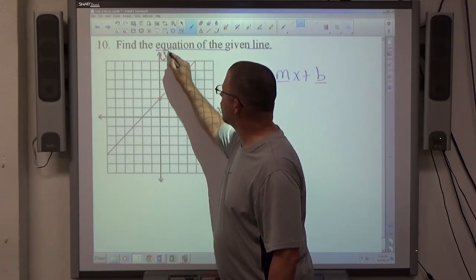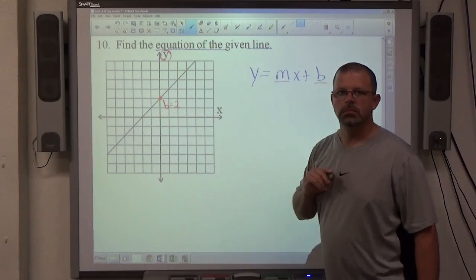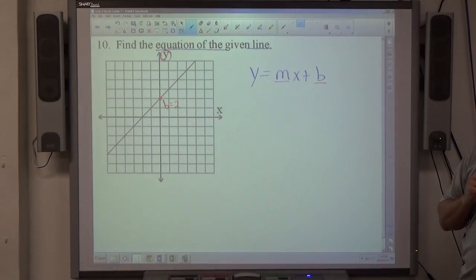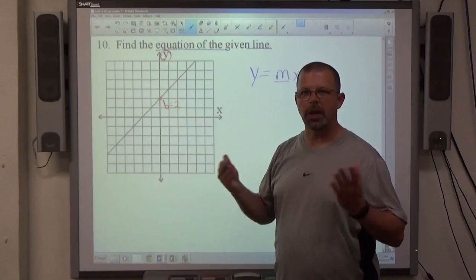B is where it crosses the y-axis. B is equal to 2. That's how you find B right now. It's inspection. You look at the graph, see where it crosses the y-axis, that's what B is. That's y equals 0, y equals 1, y equals 2. So that's what B is.